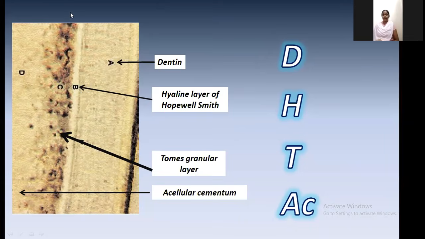After the hyaline layer of Hopewell-Smith is the Tomes granular layer. After that is the acellular cementum. D, H, T, and AC: dentin, hyaline layer of Hopewell-Smith, Tomes granular layer, and acellular cementum.